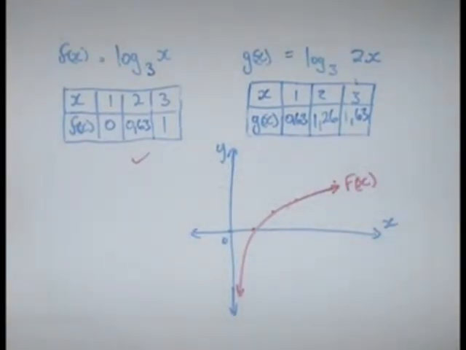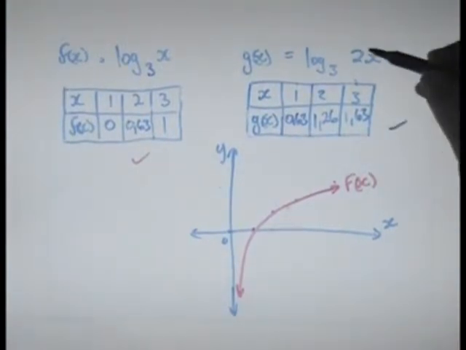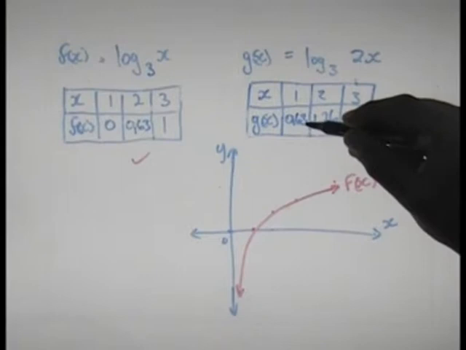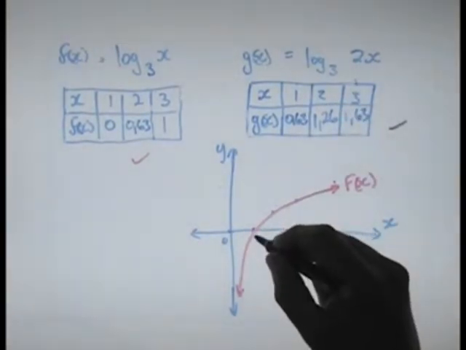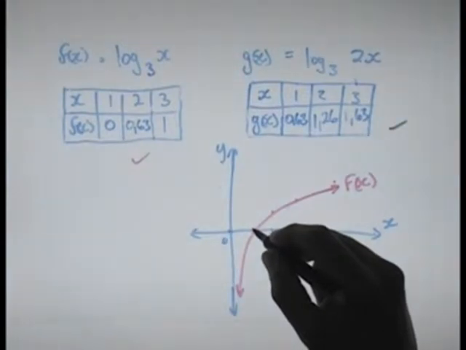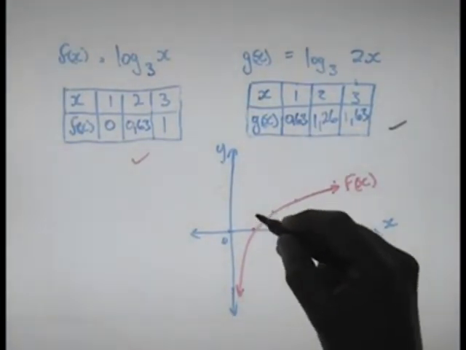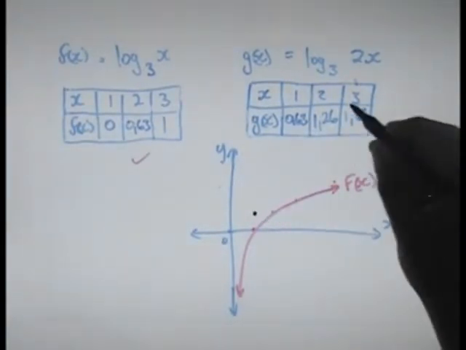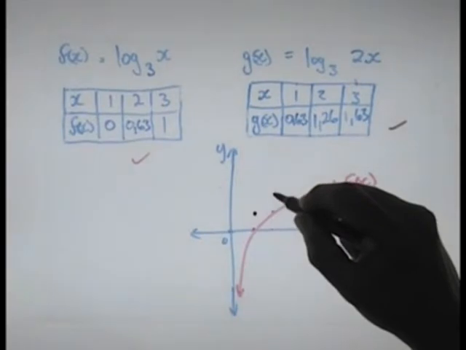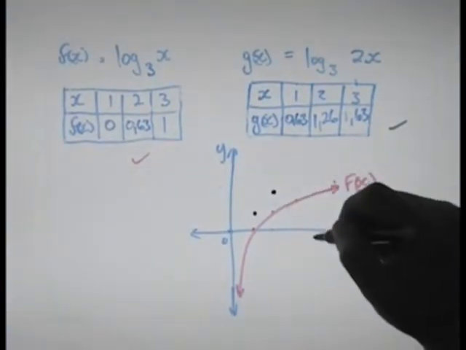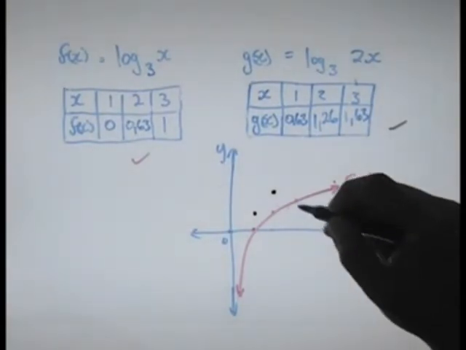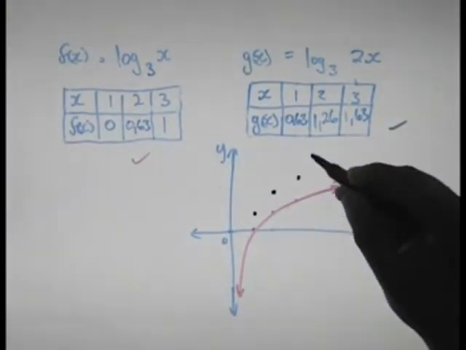In black, I'm going to draw the graph of g of x. When x is equal to 1, y is going to equal 0.63. When x is equal to 1, that's over there, y is going to equal 0.63, which is somewhere up here. When x is equal to 2, y is going to equal 1.62, which is over there. When x is equal to 3, y is going to equal 1.63, which is over there.